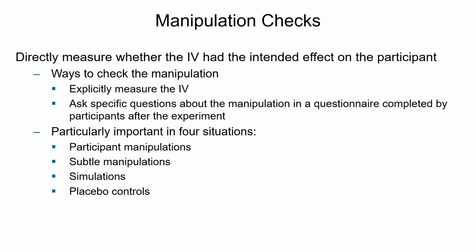This gets us to our manipulation checks. This is where we're trying to directly measure whether the independent variable had the intended effect on the participant. We can check to see if our manipulation was correct by explicitly measuring the independent variable. So again, we assign people to groups, but we need to make sure that that is going on.